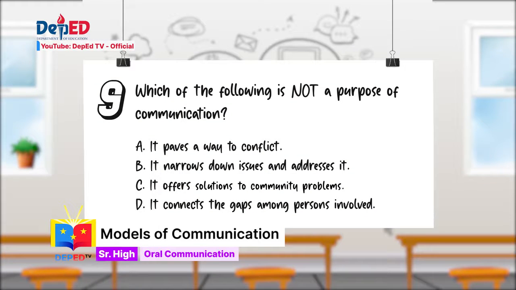Number 9. Which of the following is not a purpose of communication? A. It paves a way to conflict. B. It narrows down issues and addresses it. C. It offers solutions to community problems. Or D. It connects the gaps among persons involved.